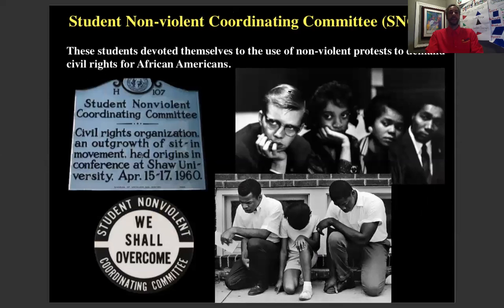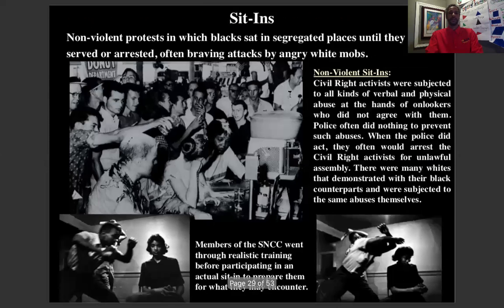The Student Nonviolent Coordinating Committee was founded at Shaw University in Raleigh, North Carolina, in April 1960. They were devoted to the use of nonviolent protests for civil rights. One of their forms of protest was a sit-in, which is a nonviolent protest where Blacks sat in segregated places till they were served or arrested. They happened at lunch counters. They happened everywhere.